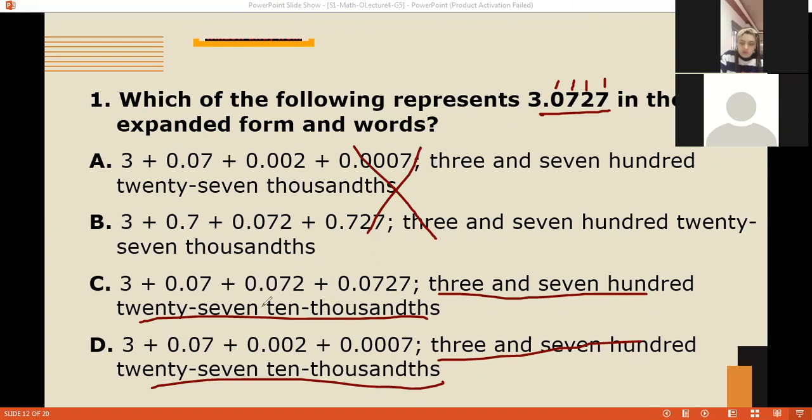Let us now check the expanded form. Then we will be able to tell the correct answer. Let us write it in expanded form. How do we write this in expanded form? Yalla Lana. Is it D? Lana and Muhammad, yalla Lana. What do you think? It's D. Very good. It's D because this is not the correct form of the expanded form. So the correct answer is D.